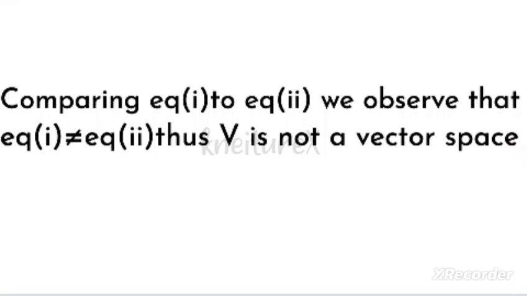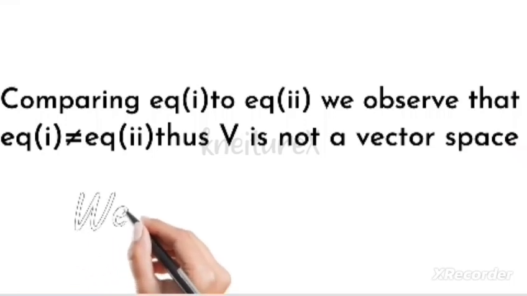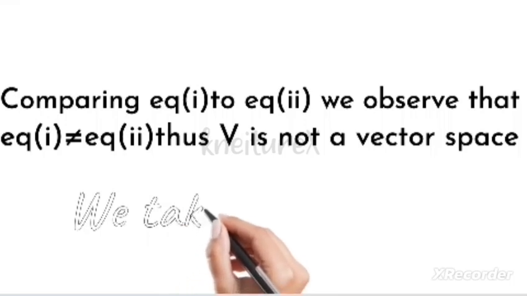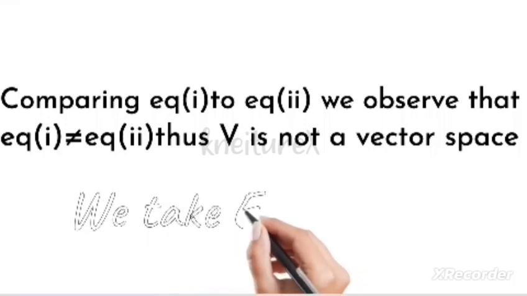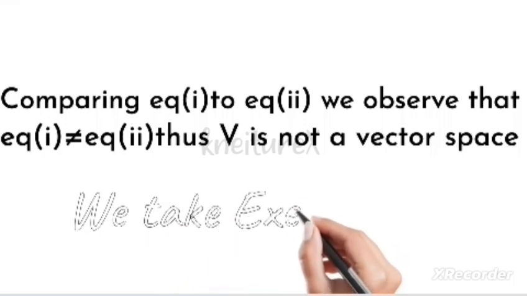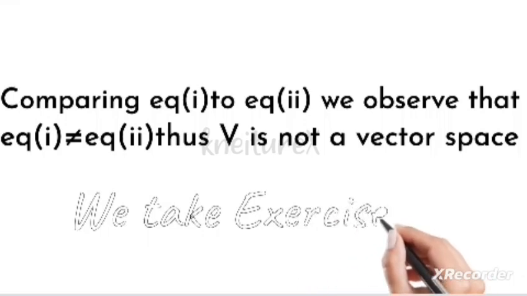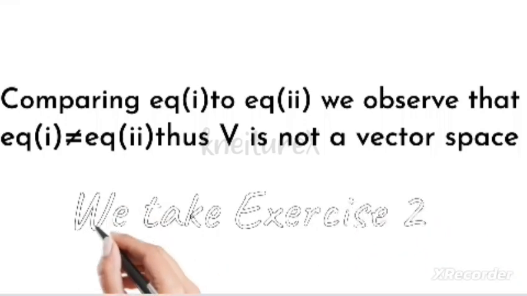Now here we are making use of the distributive law. In another question we could look at it could not be commutative. Now let's take a look at that. Let's look at exercise 2 and see other examples where we have to make use of other conditions.